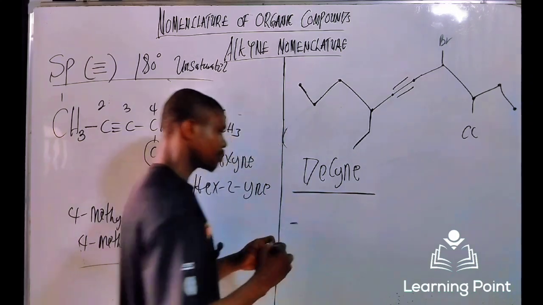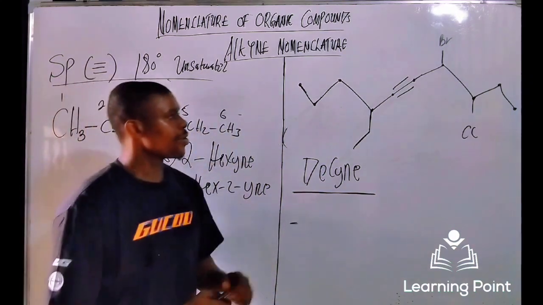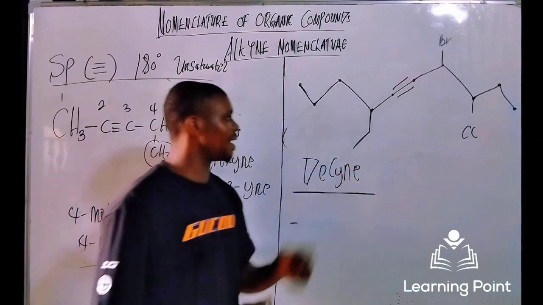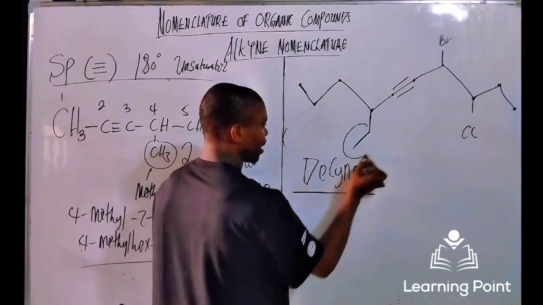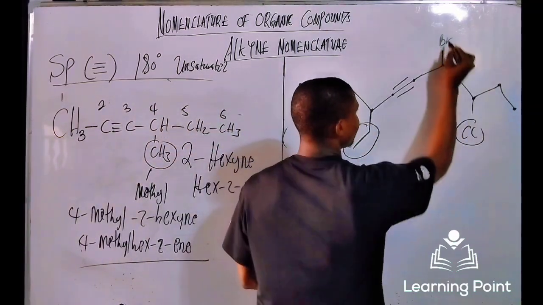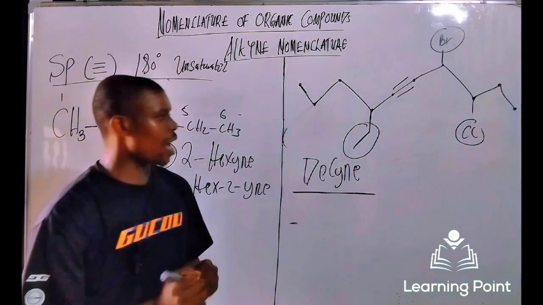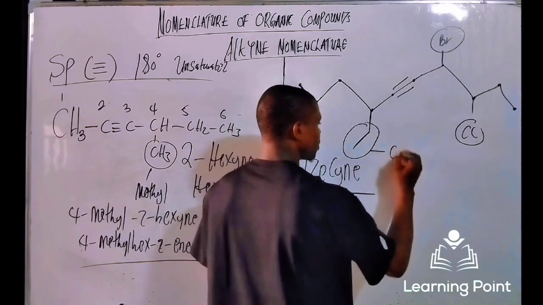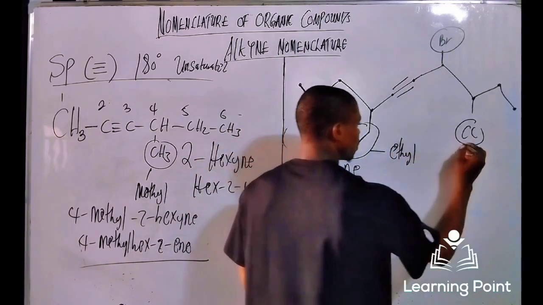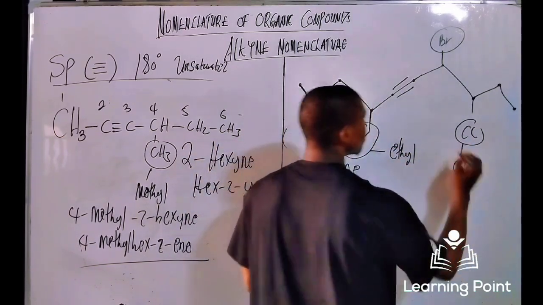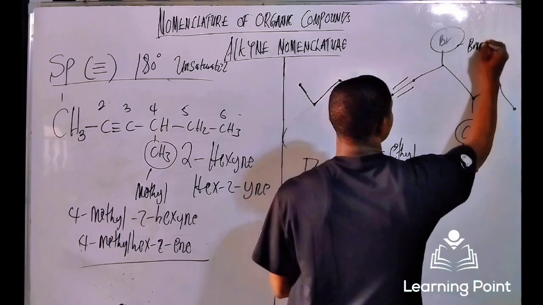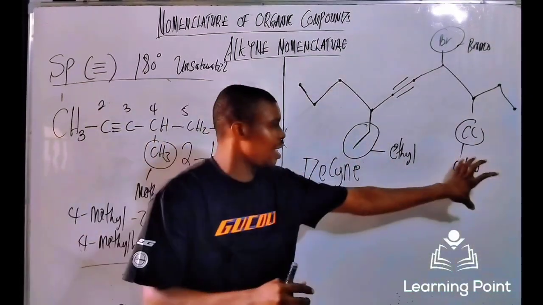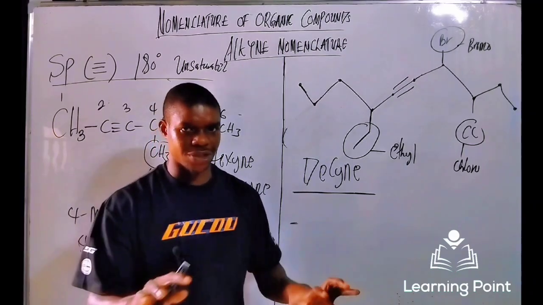Decyne. Now, if I start from here to here, it is decyne. Here I have this, this, and this. You see that? So how many substituents do I have? I have 3 substituents: an ethyl, a chloro, and a bromo. So we have 3 different substituents here.